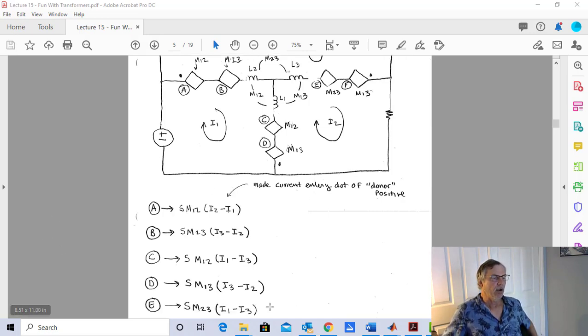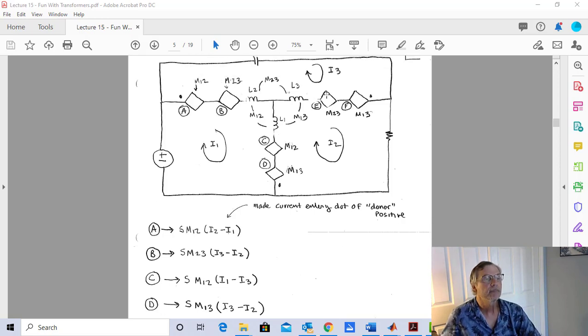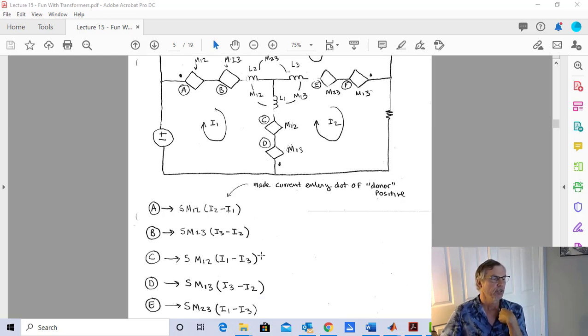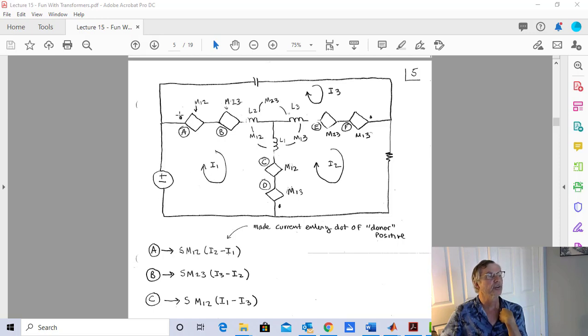Let's move on. Now we're at E, and so we're looking at the voltage that is generated in L3 as a result of the current in coil 2. And so here's coil 2, and the current in coil 2 is the difference between I3 and I1. Now I notice that I1 goes into the dot of coil 2, so I'm going to write this as I1 minus I3. And I1 enters the dot of L2, so that is going to make the dot of L3 positive. So that's going to give me a plus right here and a minus right here.